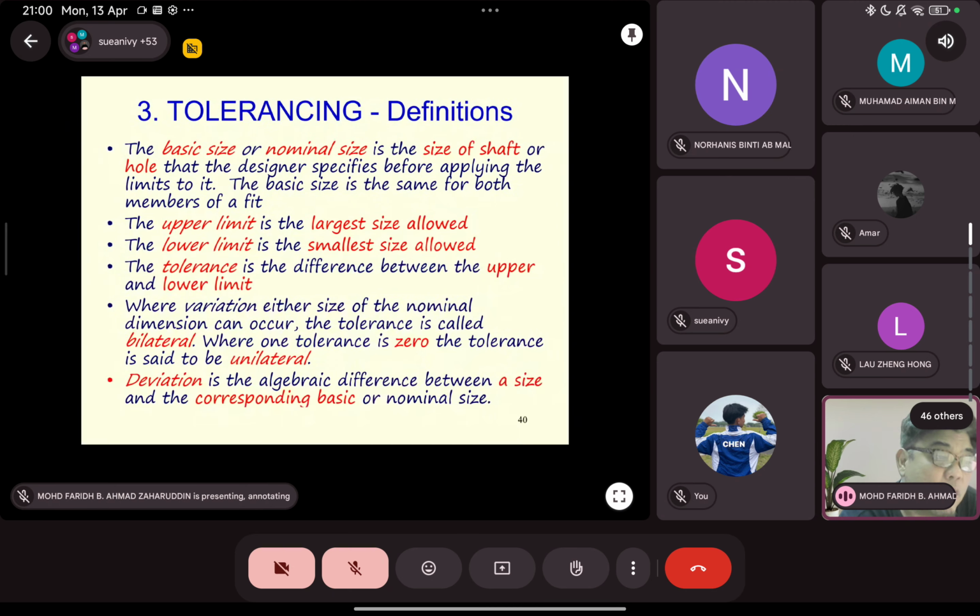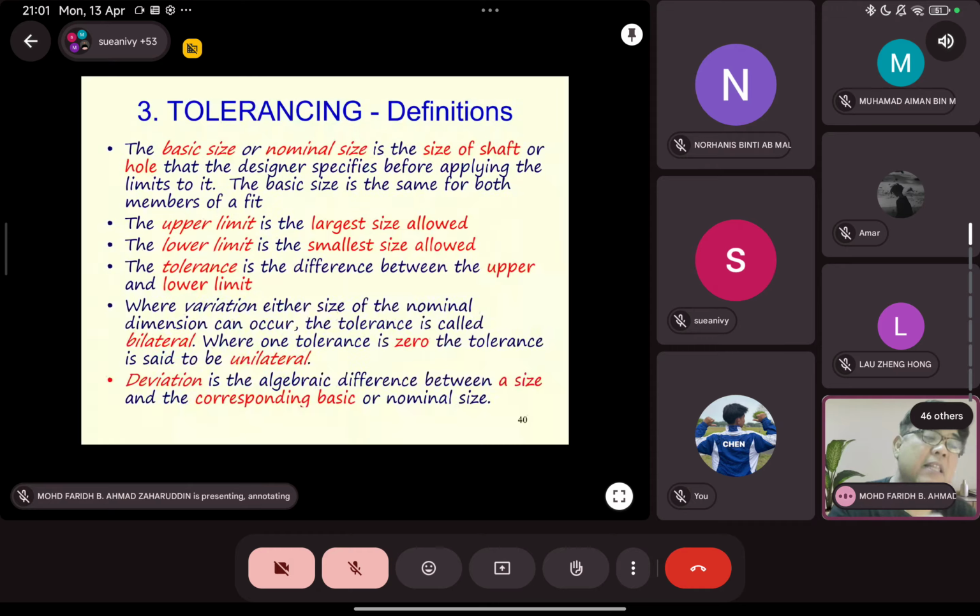Basic size or norm size is the size of shaft or hole that designers specify before the limits are applied in the production drawings. I repeat, it is the same as the previous slide. Basic size 25, 30, 40, 50, 100, 200, also known as nominal size, is the size of shaft or hole specified by the designer. But in production, we need the tolerance.